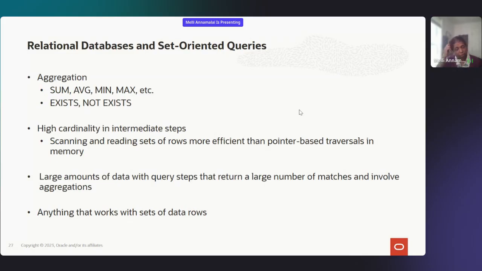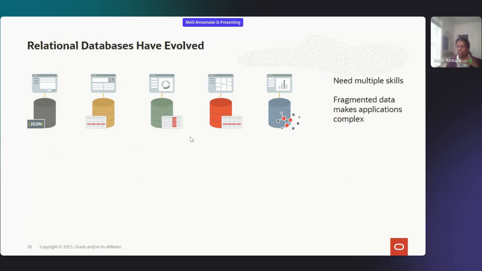I cannot tell you the number of customers who try a native graph database and then come and say, okay, it did not scale beyond a point. We would like to look at what Oracle has to offer. Because there is a reason why Oracle and relational engines in general can scale well for certain types of queries. So we don't want to lose all of these things as well.